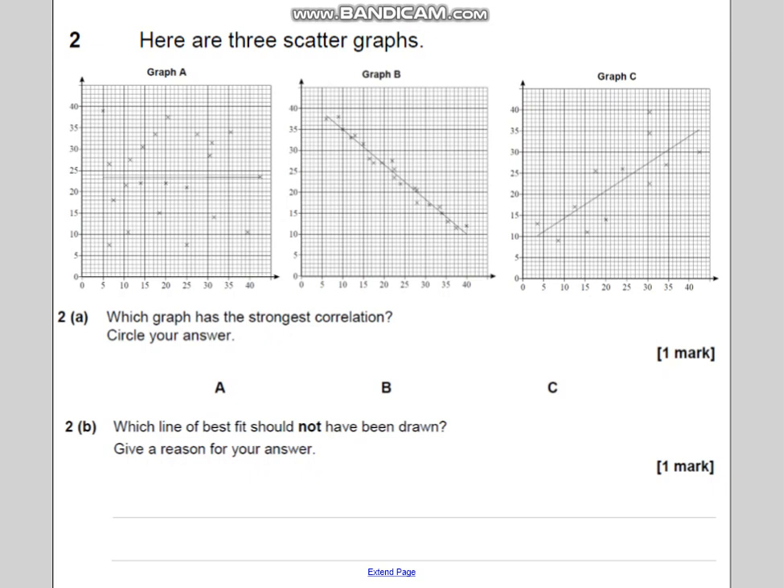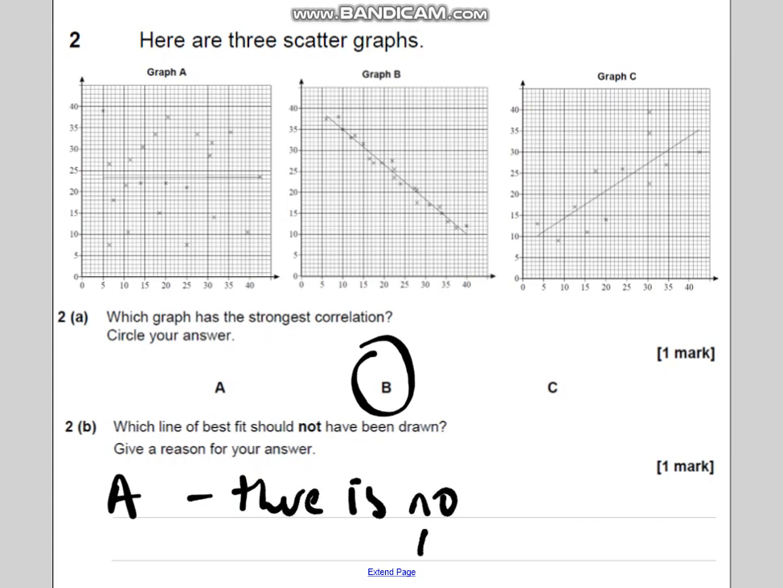Question two, here are three scatter graphs. Which one has the strongest correlation? The strongest correlation has more of the points closely following the line. That has got to be graph B. And which graph should not have been drawn? That's A, and the reason is that there is no correlation.